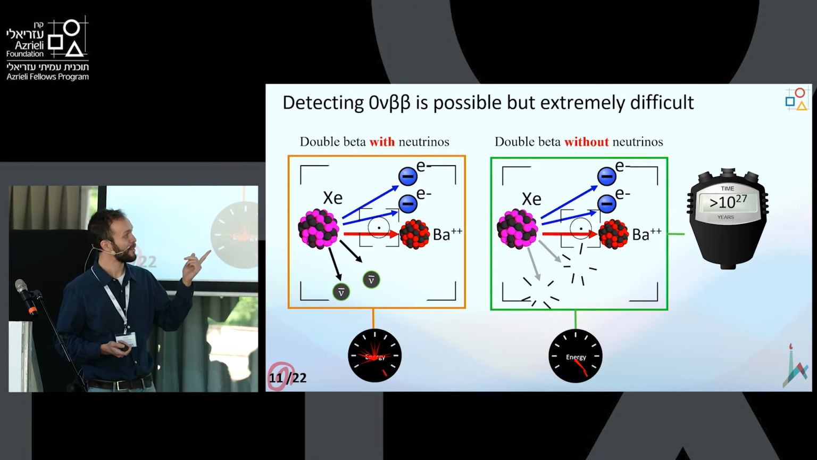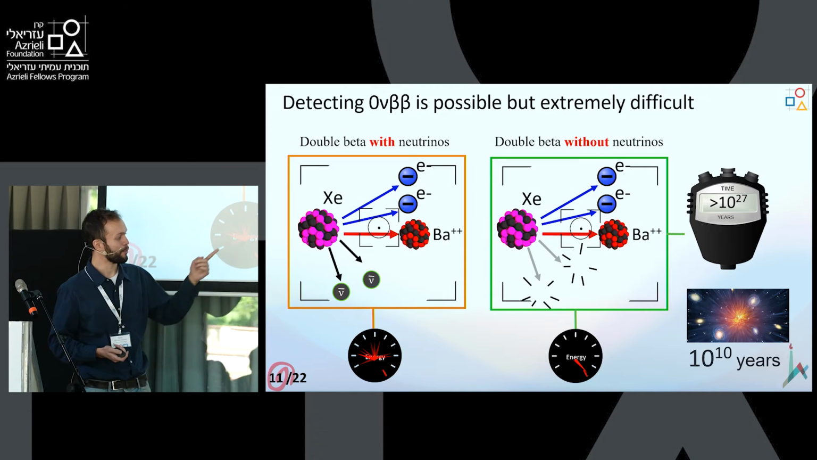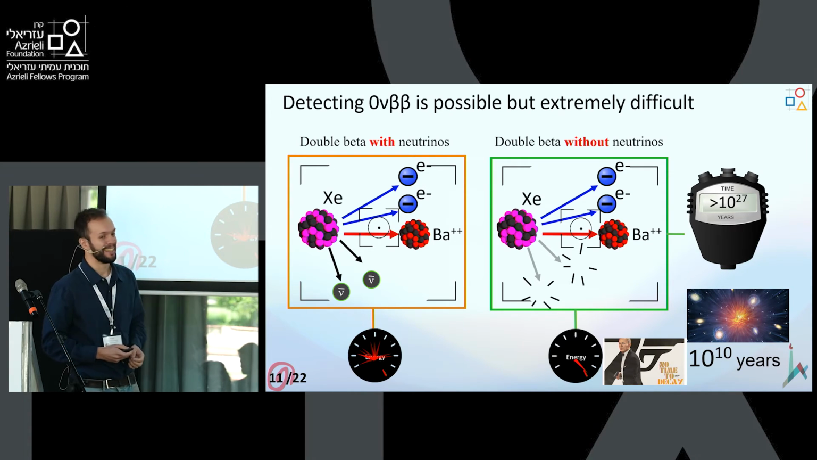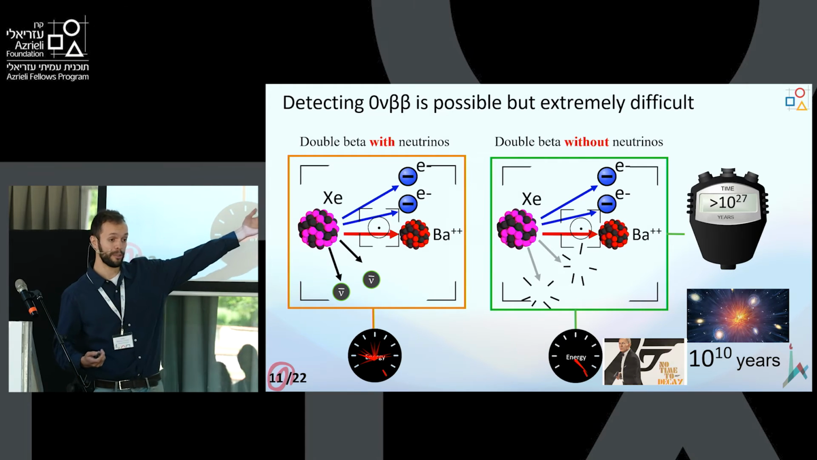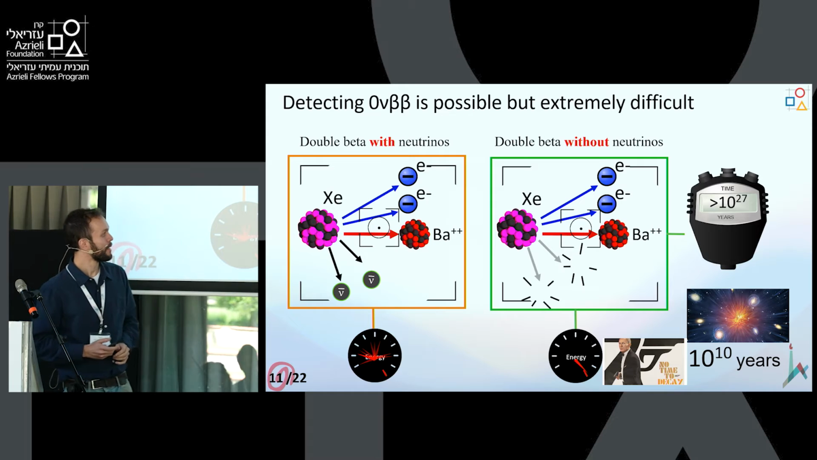I checked it out, and this is called an octillion years. And for reference, the age of the universe is only 10 to the 10, which is 10 billion years. Okay? The trick is that you don't look at only one atom, you look at an octillion of them. But still, this is difficult.